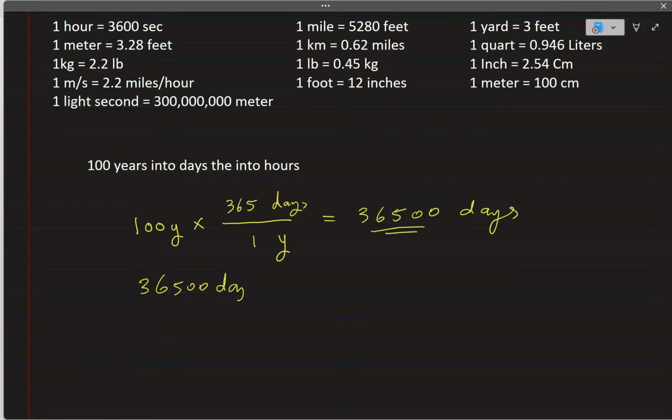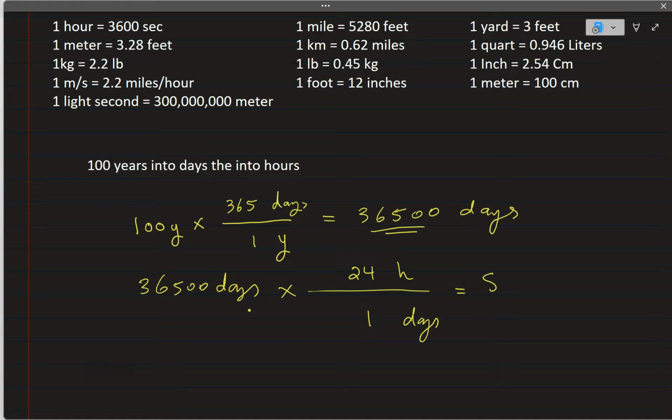Okay, and if you want to change that from days to hours, then you're going to go 36,500 days times, and then we do the dimensional analysis again. Now this time days will go to the denominator. 1 day, how many hours? We have 24 hours. And now you just multiply the numbers. Now for the practice, let's leave our answers, if we can, in some cases, in scientific notation. Okay, let's do that. So let's multiply through and find out.